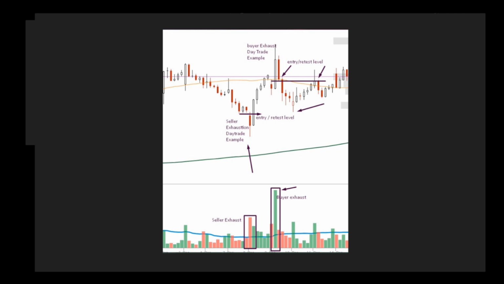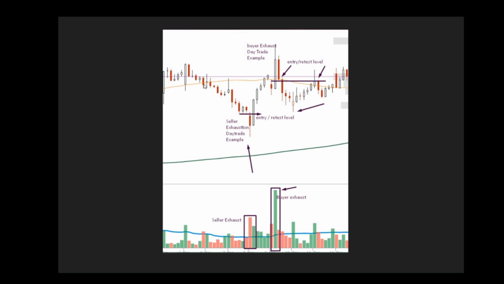So let's start getting into some of these examples. So starting with the example that I had left up in the overview of the video. So with the seller exhaust day trade example, you can see, after a pretty large extended move down, you've got this nice lower shadow coming in.